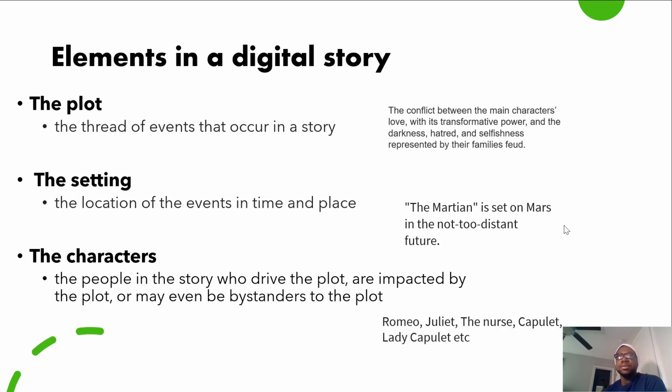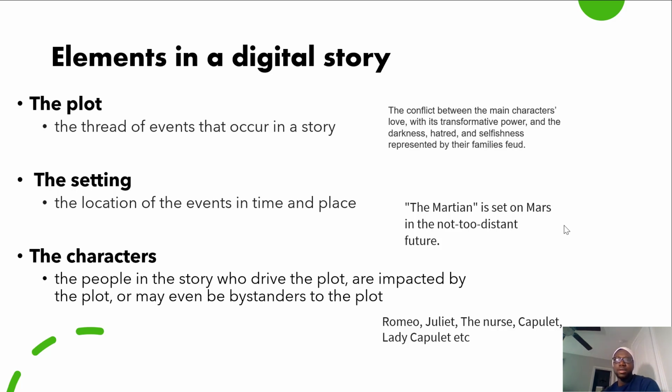The second element is the setting. The setting is the location of the event in time and place. For Romeo and Juliet, the setting is, I think, 16th or 17th century England. Think about this element in designing your digital story. First, like I said, is the plot. Number 2 is the setting, and number 3, you need to decide on the characters.